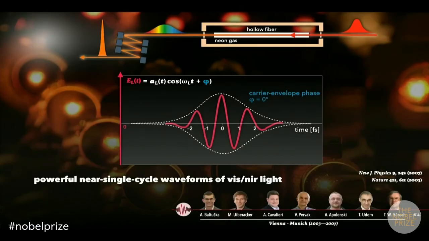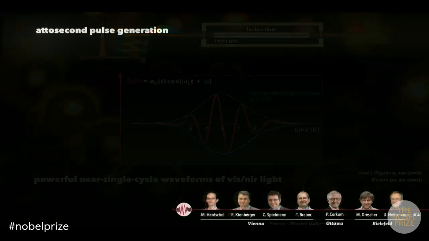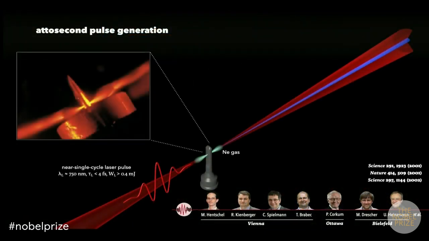powerful pulses consisting of a single intense oscillation cycle became available with controlled carrier envelope phase since 2003, and with this latter development they actually opened the door to precision attosecond metrology. But before I come to that, I would just step back a couple of years to briefly review the first attosecond generation and measurement experiment in Vienna.